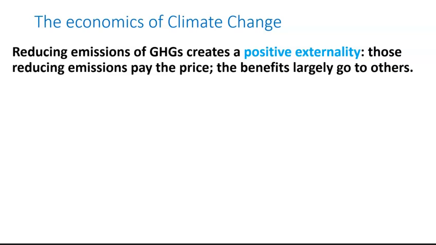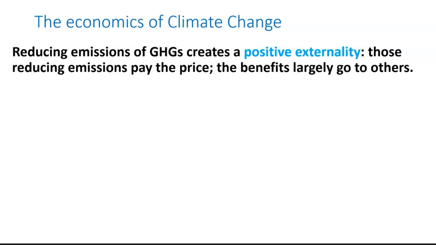Let's continue with some concepts in the economics of climate change. If emissions of greenhouse gases create a negative externality, then reducing those emissions creates a positive externality. The problem with that, of course, is that those who are reducing their emissions have to pay some sort of price to do that. They have to give up something, or maybe they have to make some costly investments. The benefits of reducing those greenhouse gas emissions are largely going to go to other people.